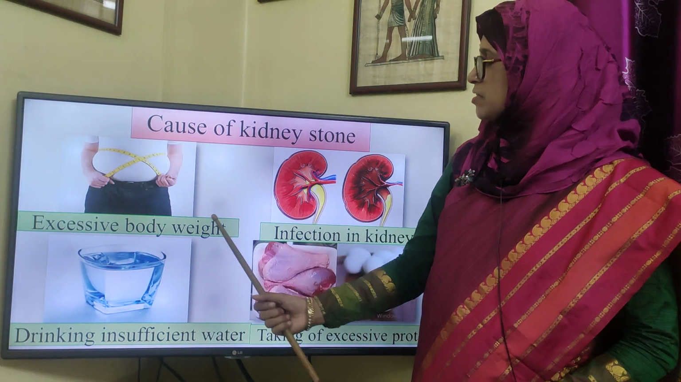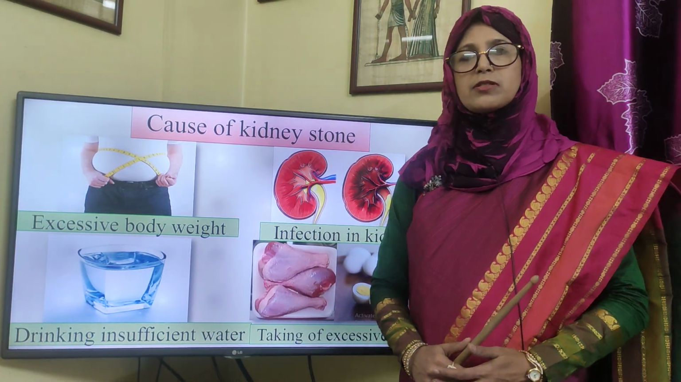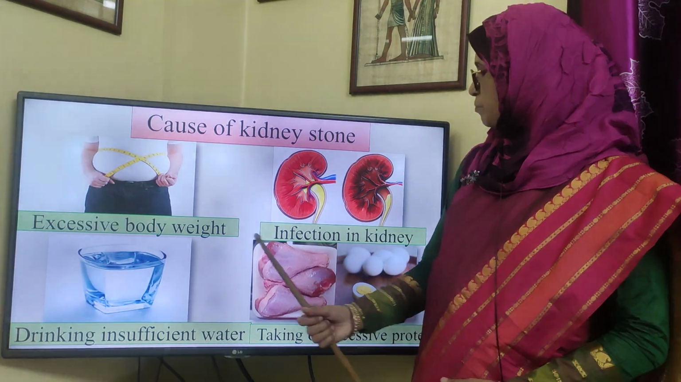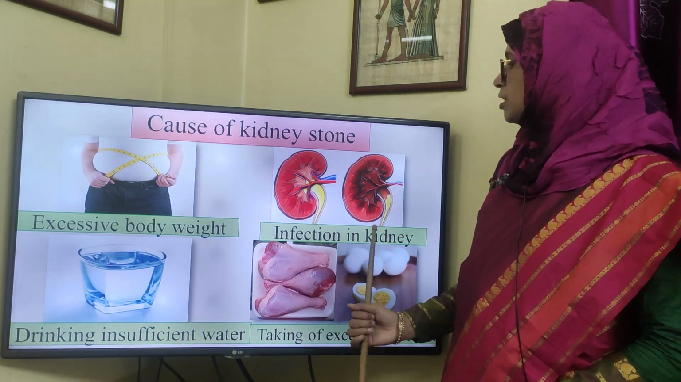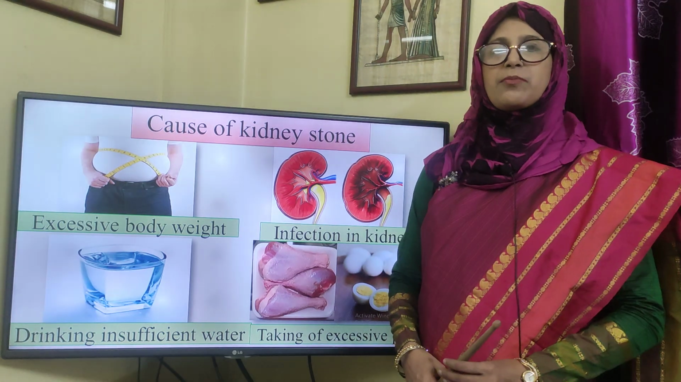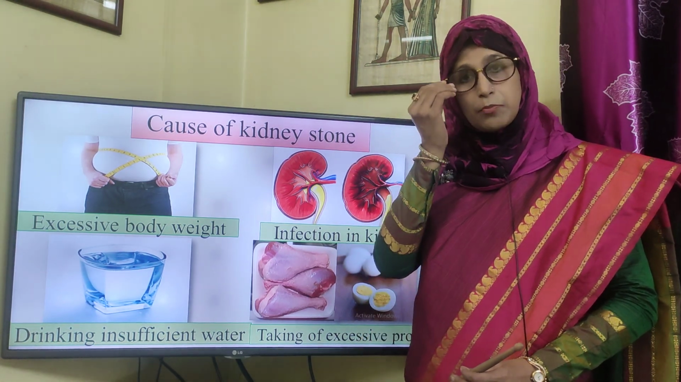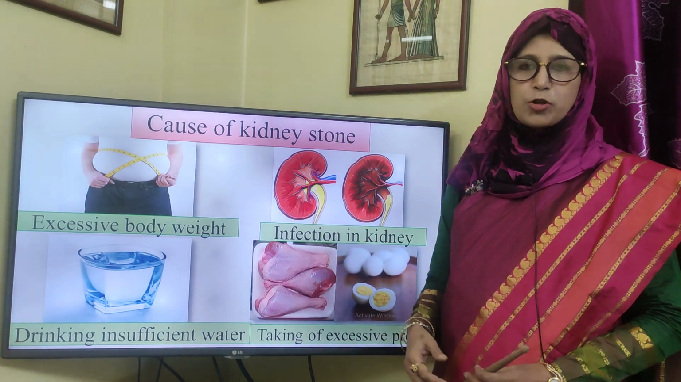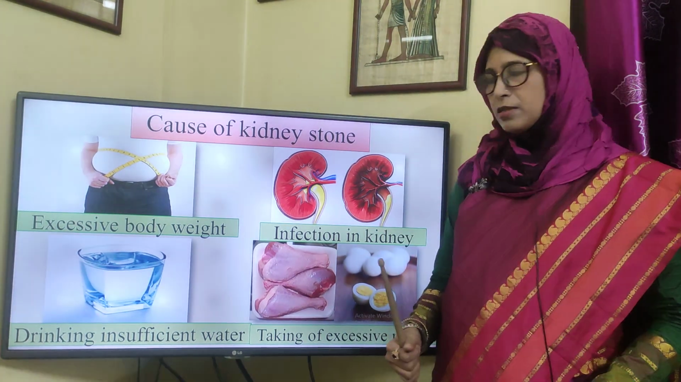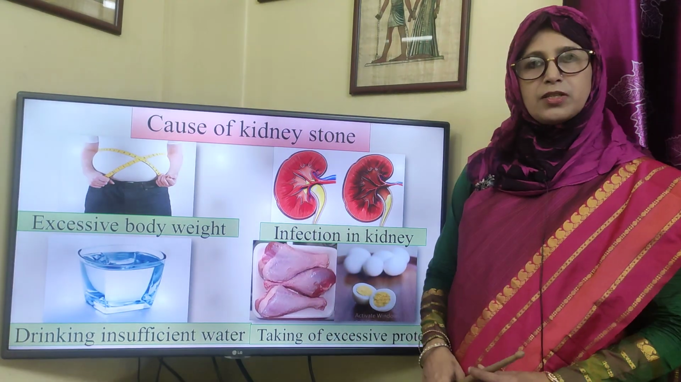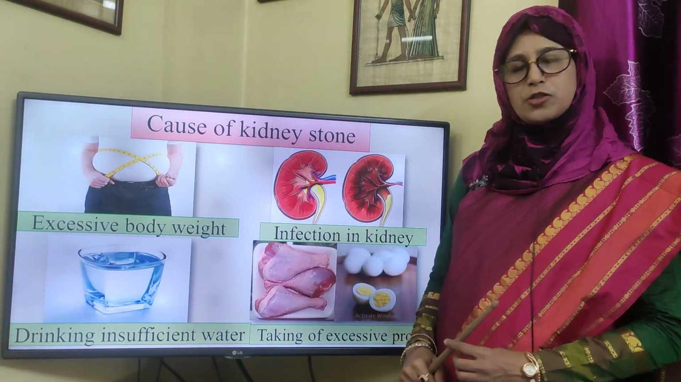First one is excessive body weight. Not only kidney stone, different types of diseases occur due to this excessive body weight. Then infection in the kidney, any type of infection, because if we do not take enough water, or we take more fatty substance or protein type of substance, or any other reason, this infection. So if there is infection in the kidney, then this stone will be formed.